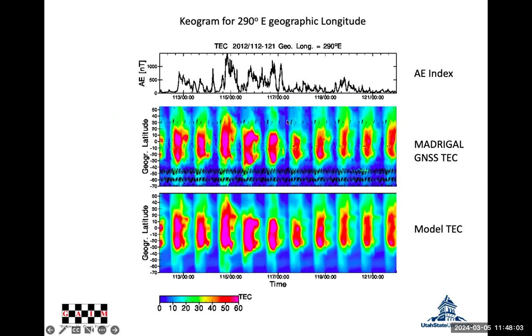Middle panel is again this cut, this time in the American sector, 290° east here. We're going from -70 to about 55 north geographic latitude here. So through the American sector, first South America, then into North America. And you see this large variability in total electron content, from one day to the next. Here we have the main phase of the storm, here we're in the recovery, large differences. But you see that the model captures this very well.